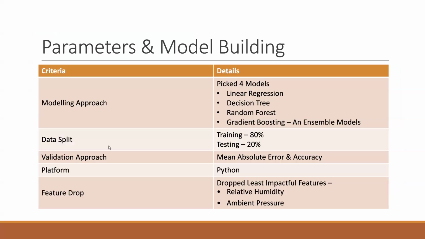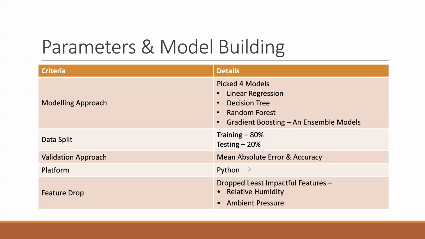So speaking about the parameters and model building, I have picked the following parameters. The model building approaches I have picked are four: linear regression, decision tree, random forest, and gradient boosting. Gradient boosting, I mean, boosting is a form of ensemble model, I would say. So yeah, I've just picked that up. Speaking about the data, I've picked 80% of the data in the data set for training and 20% for the testing. For the validation process, I have used mean absolute error and of course the accuracy.